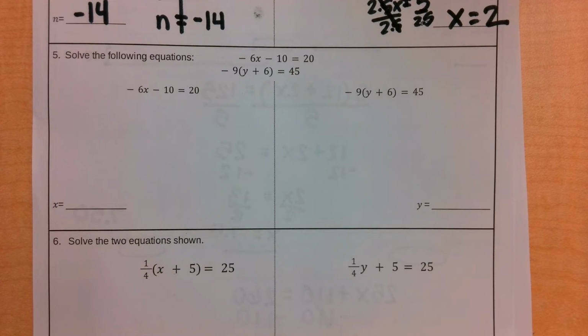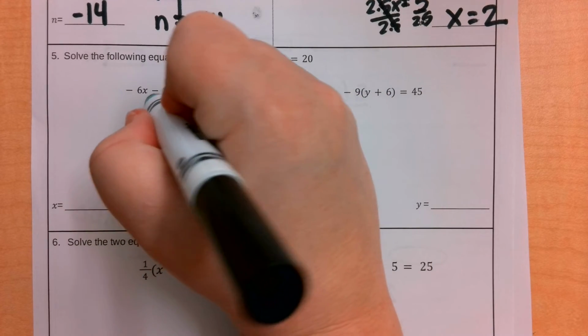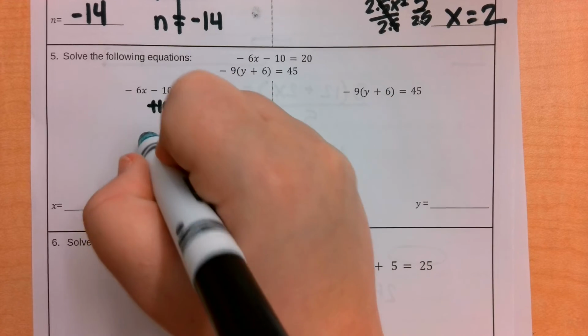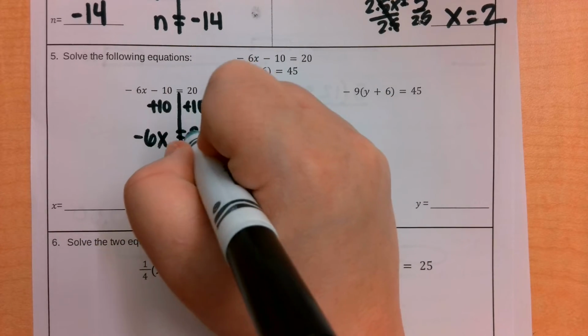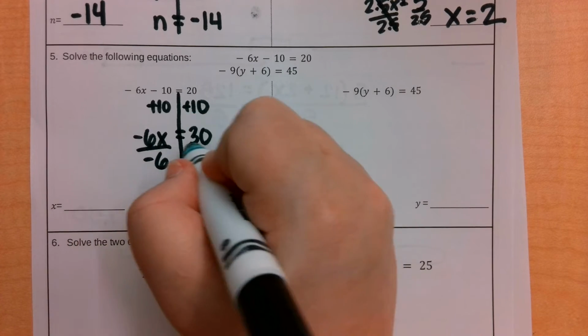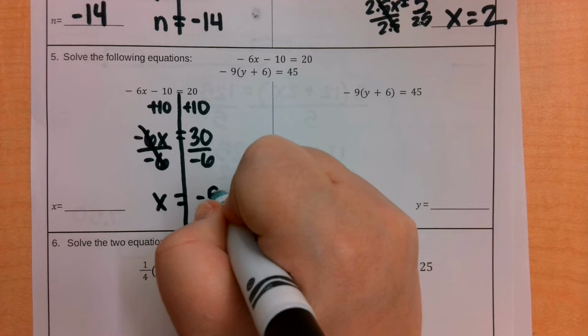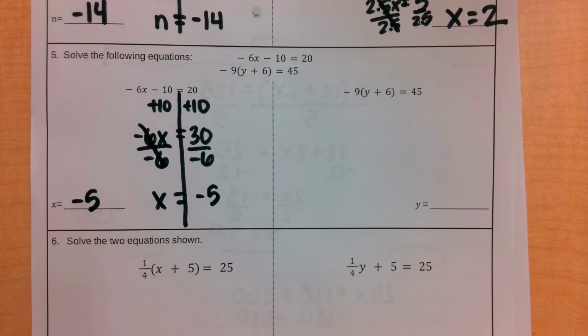Number 5. No parentheses, so I have to add or subtract first. Negative 6x equals 30. Divide by negative 6, that's our next step. So x will equal negative 5.